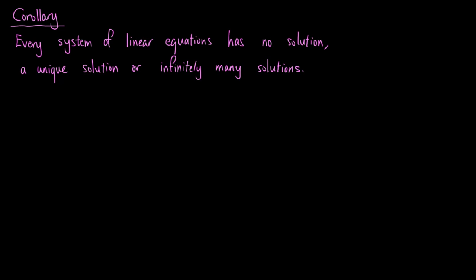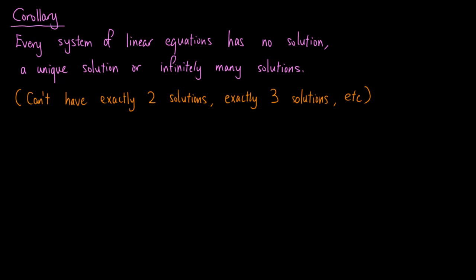There is an interesting corollary to the theorem, which is that there are only 3 cases for any system of linear equations. It can have no solution, a unique solution, or infinitely many solutions. That means that it is not possible for a system of linear equations to have exactly 2 solutions, exactly 3 solutions, and so on.